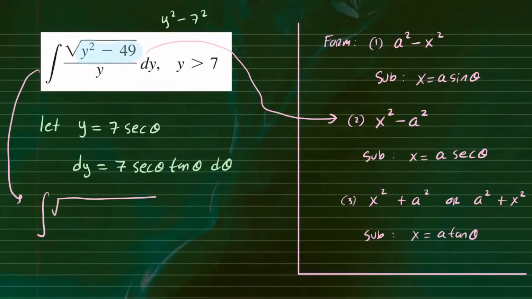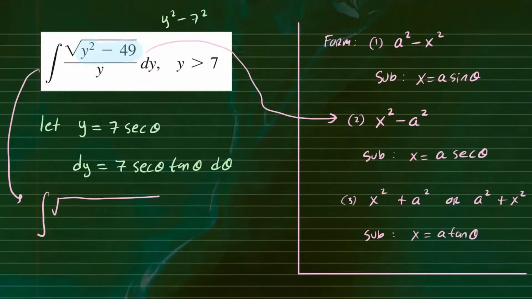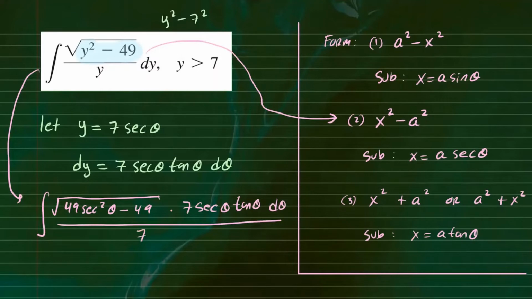So we have the integral of the square root of y squared. So y is 7 secant theta. That's 49 secant squared theta minus 49, times dy. dy is 7 secant theta tangent theta d theta, all over y. y is 7 secant theta. Now, another thing you want to make sure of when you make the substitution is to write down that theta is restricted from 0 to pi over 2, so that it's positive.